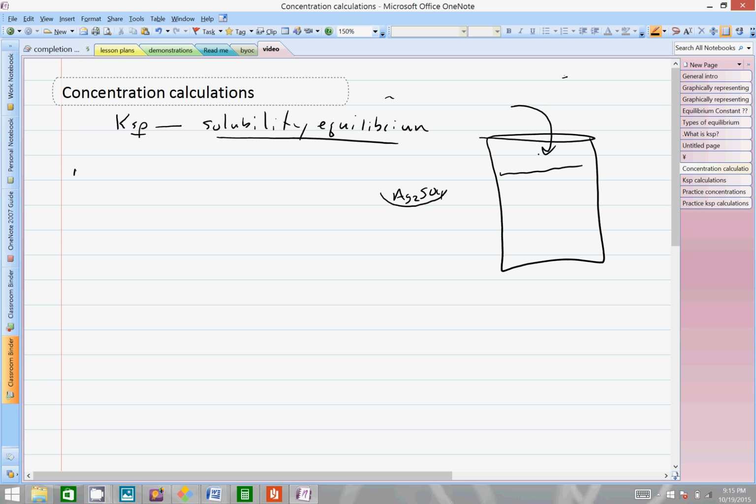It's going to be Ag2SO4. There's two of these. We always start with the solid on the left side, on the reactant side, and then I have produces two Ag pluses and one SO4 minus 2. I leave room below this for my ice table.